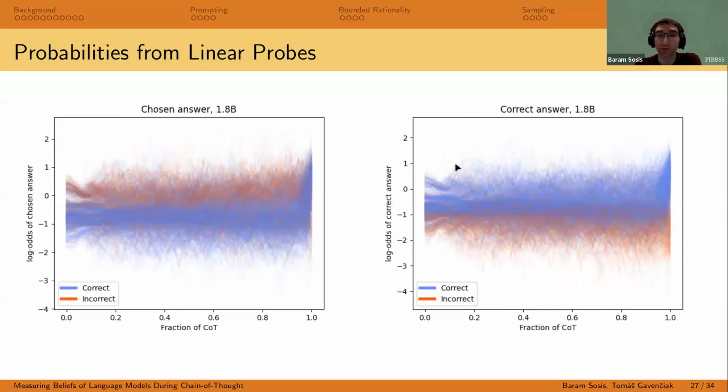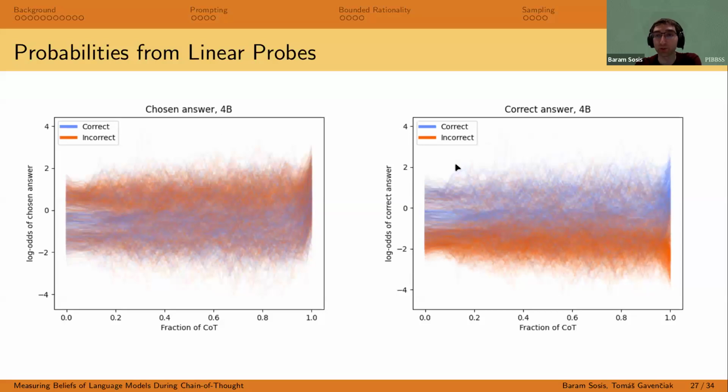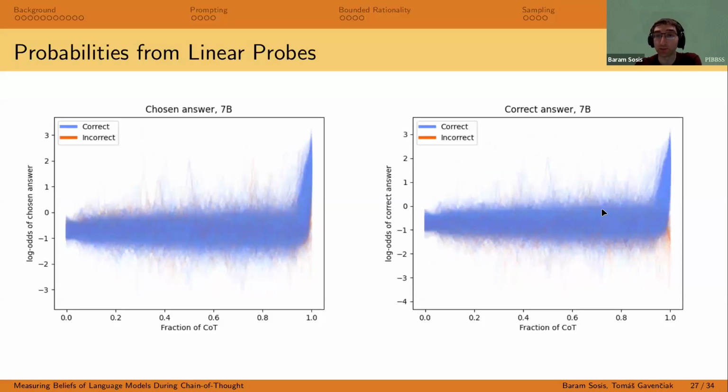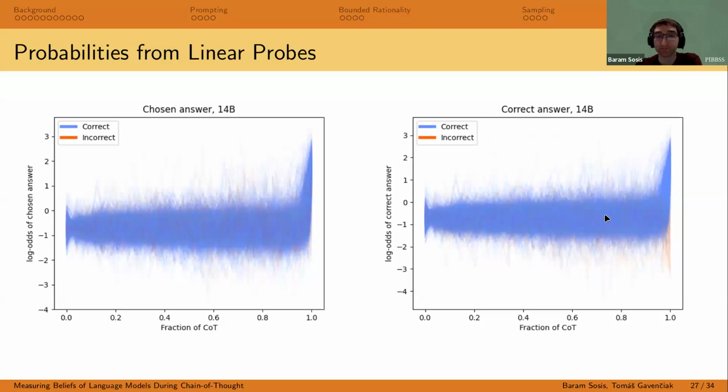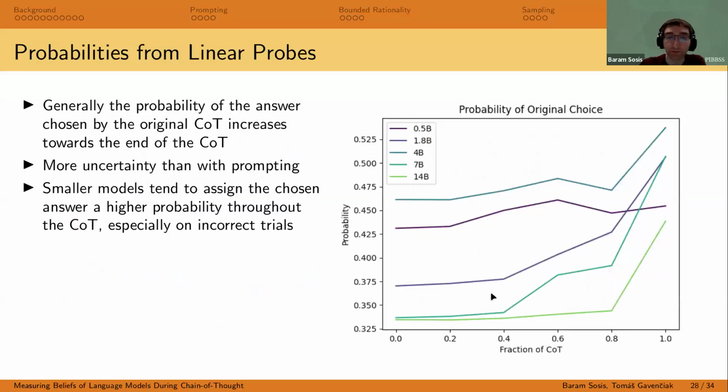But okay, here are some of the models. I'm again just going to flip through these somewhat quickly. The larger models have a very distinctive jump at the end, whereas before that it's mostly noise. And here's the 14 billion model. And here's the summary figure.